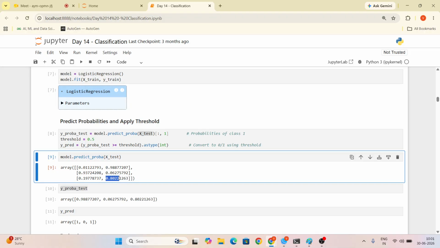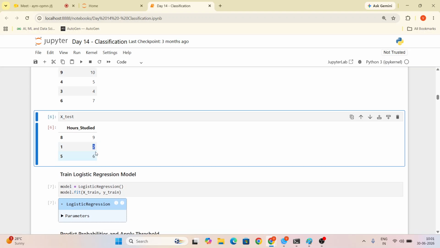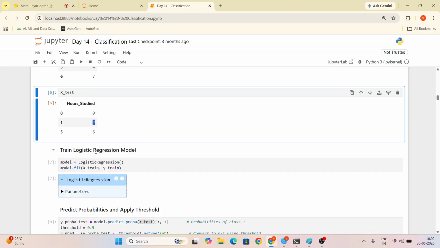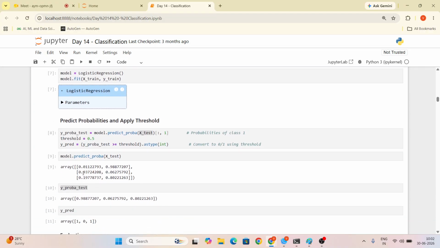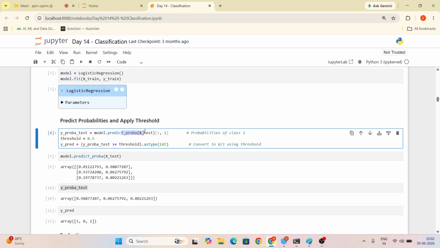Now I got the point: the people who studied only 2 hours. Don't confuse students. If you study 2 hours, there is a probability of failing of 93 percentage, and passing at 6 percentage. Correct. So this is the probability; prediction is the probability.